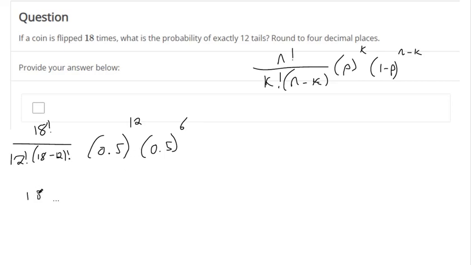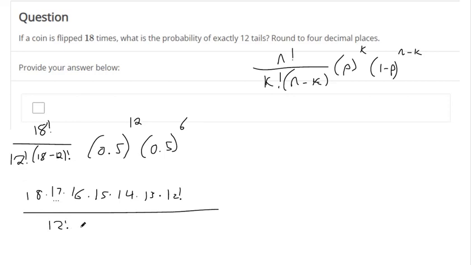So in the top, we're doing 18 times 17 times 16 times 15 times 14 times 13 times 12. And so we need a factorial here, okay? We're going to stop there because I'm going to cancel it out with the 12 factorial on the bottom. So 18 times 17 times 16 times 15 times 14 times 13, then the 12 factorials can cancel in the top and the bottom. And then we still have this out to the side.